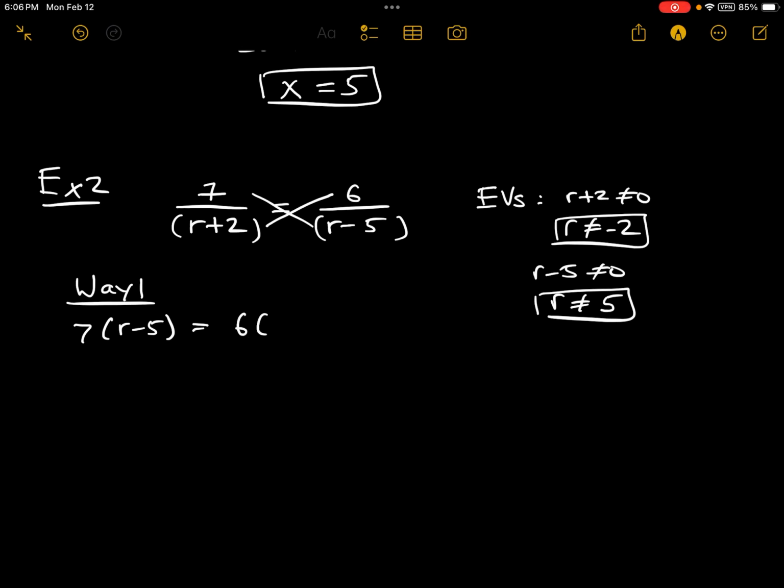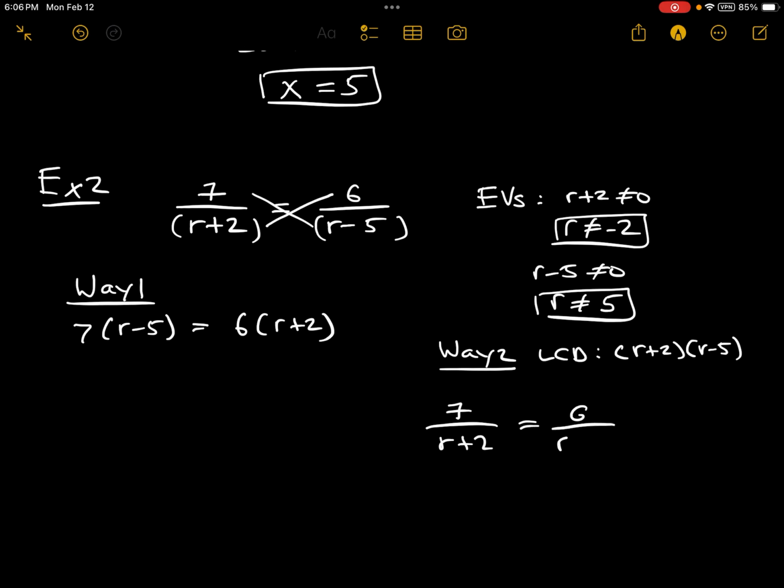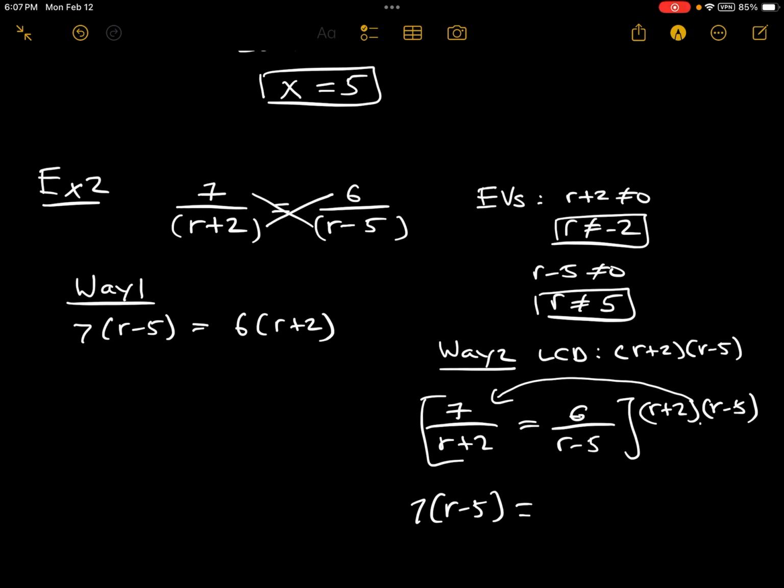If you want, you could approach it way 2, which is using the LCD. The LCD in this case is just r plus 2 times r minus 5. It's a little more work in my opinion, but you'll get the same exact result. So if I rewrite the same problem and multiply this entire thing by the LCD, you will get the same result. If you distribute r plus 2, r minus 5 into this term, the r plus 2's will cancel out. If you distribute this term into here, the r minus 5's will cancel out, and you'll get 6 times r plus 2. Okay, so way 1 is probably the way to go, which is the cross multiply.